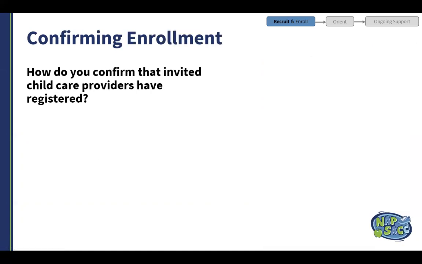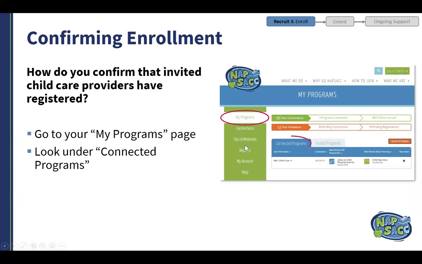Now, pop quiz part 2. How do you confirm that invited childcare providers have registered? Look at your connected providers. They moved from invite to connected. Have they accepted or are they pending? Both of those work. Yep, go to my programs. And if they're showing up under connected, then they've made their registration. Absolutely, you guys are killing it. If they're still under invited, then they haven't accepted yet.